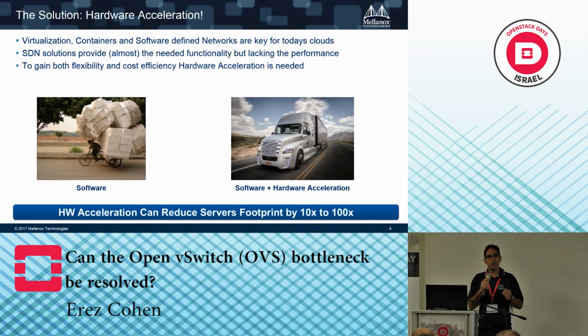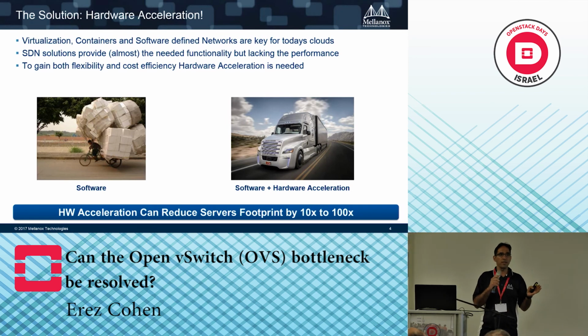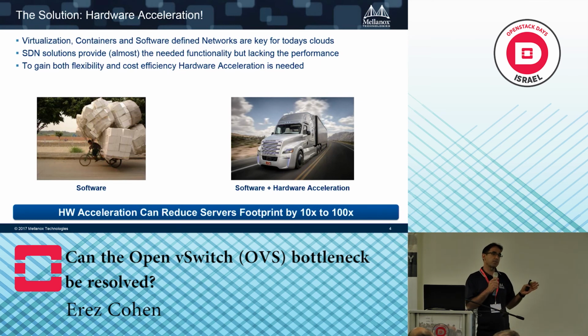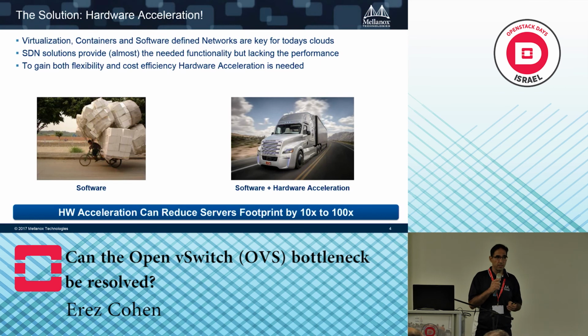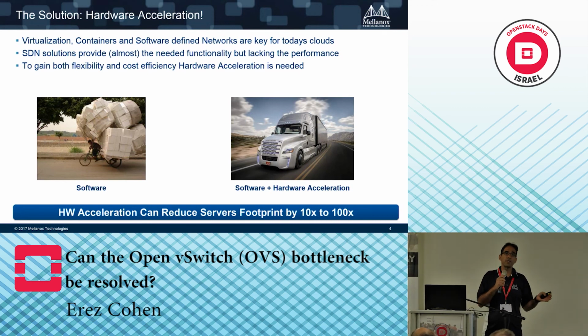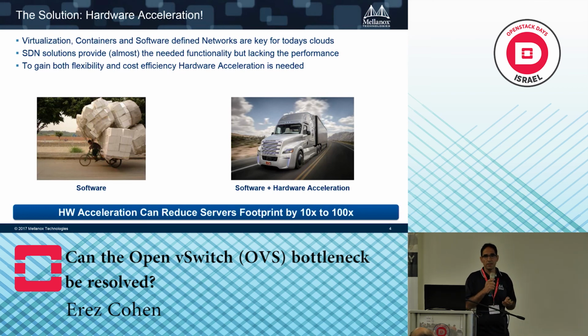When you do this combination, we can cut the number of servers that we need to implement network services, in some cases by up to 100 times, which is very significant. If you think about a core network that needs to have 100 times more servers to implement the same capability, that's obviously not viable. It will not be able to sustain the cost and the space that is required. So hardware acceleration is definitely a must.